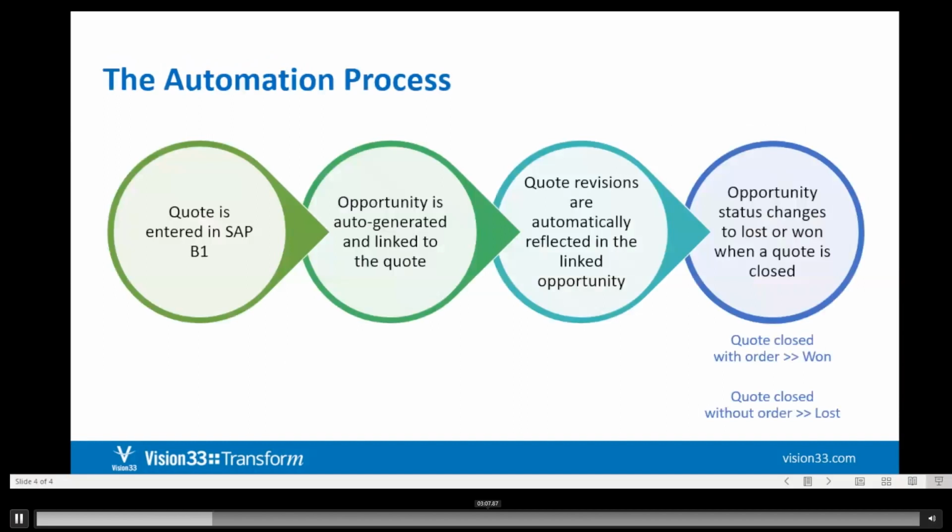The automation process. First, as a quote is created in SAP Business One, Saltbox will auto-generate an opportunity and link it to the quotation. Quotation revisions will be automatically reflected in the linked opportunity. Opportunity status changes to won or lost when a quote is closed. When a quote is closed with an order, meaning it's won, the opportunity is updated to won. When the quote is closed without a sales order being created, it is lost, and the opportunity is updated as lost.